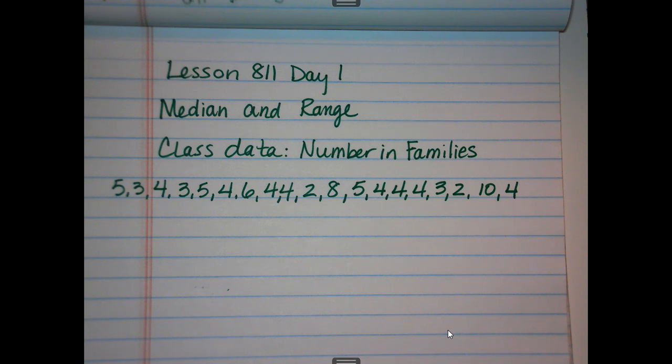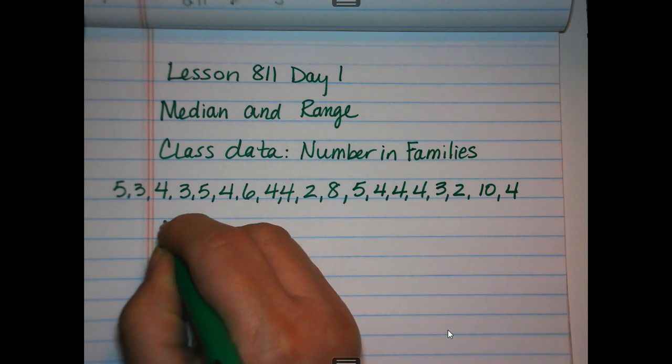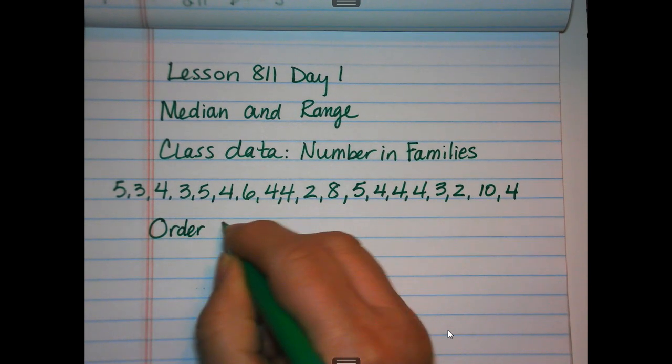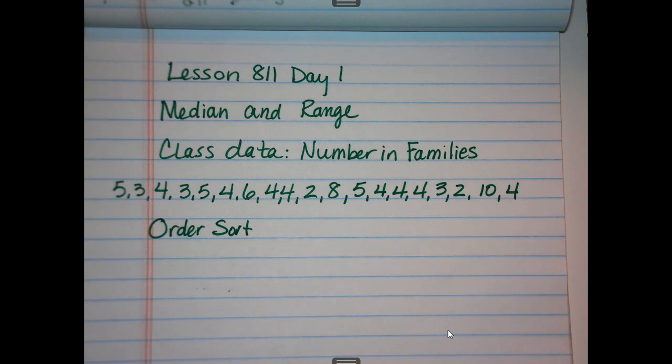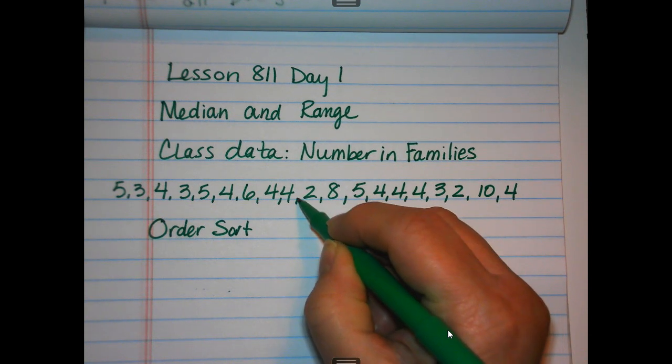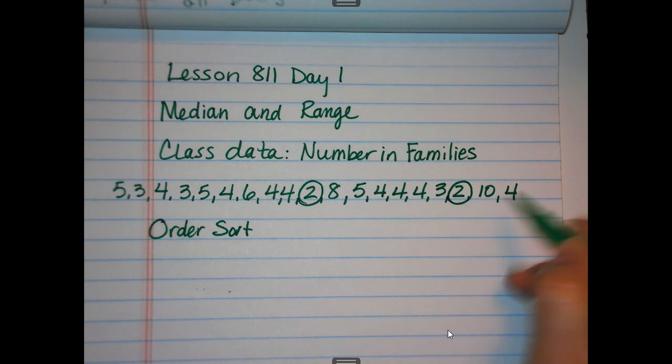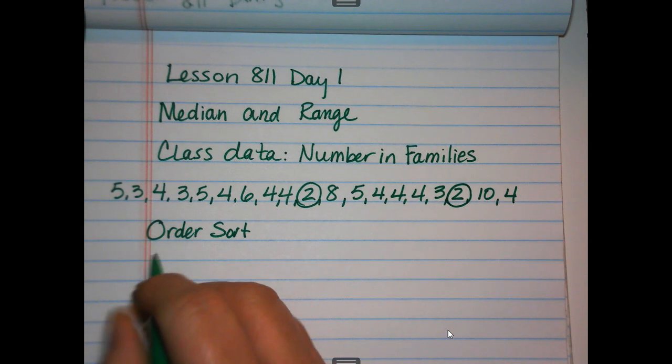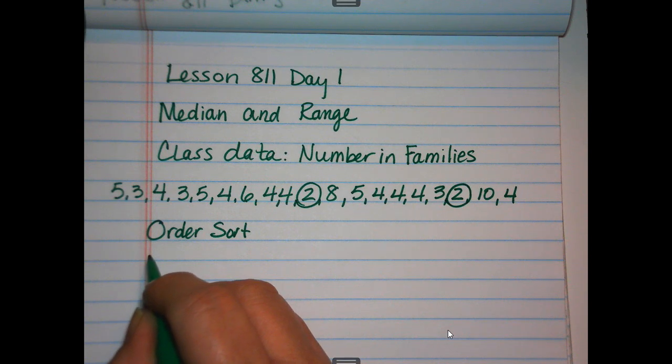But we can do a mini census using this data from a different class. And the first thing that I always do when I have data is I sort them into order. So I'm going to call this order sort. And when I sort them into order, I like to identify the numbers as I go so I don't leave anything out. One of the strategies that I do is I look for the smallest numbers and I circle them. And then I start making my new list of numbers.